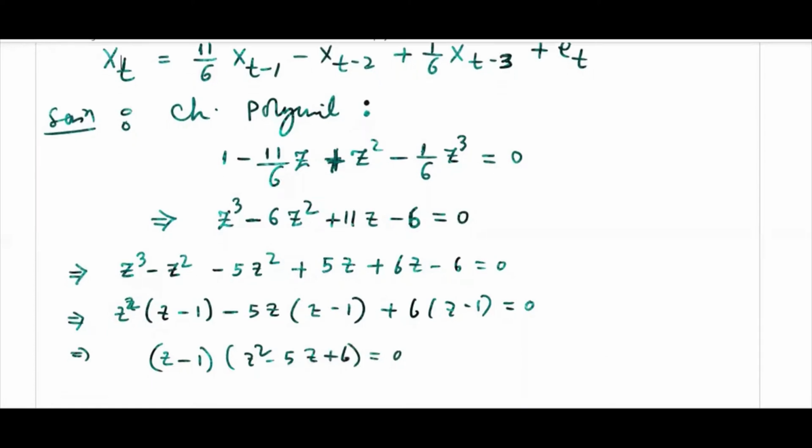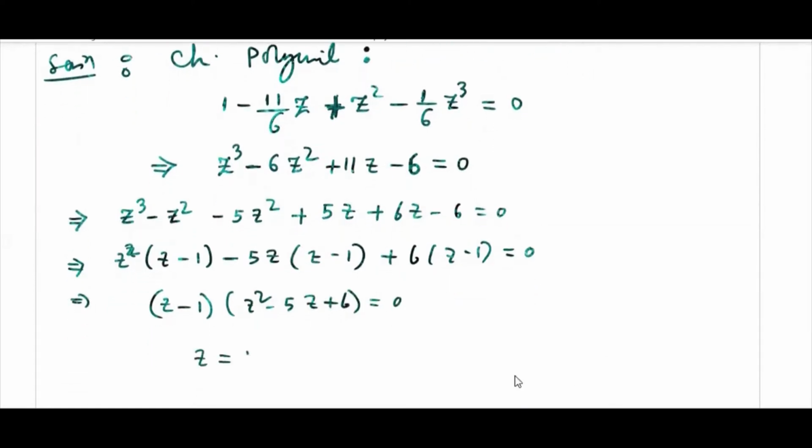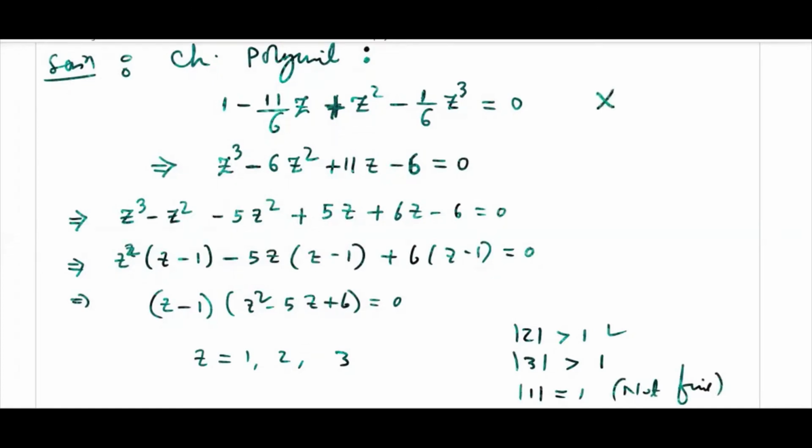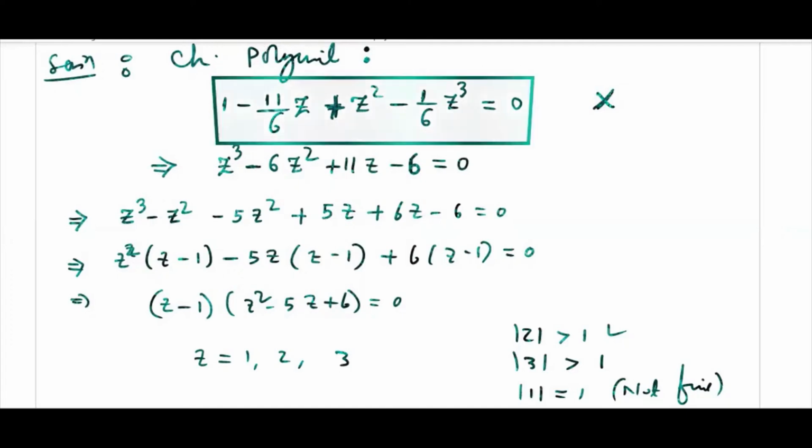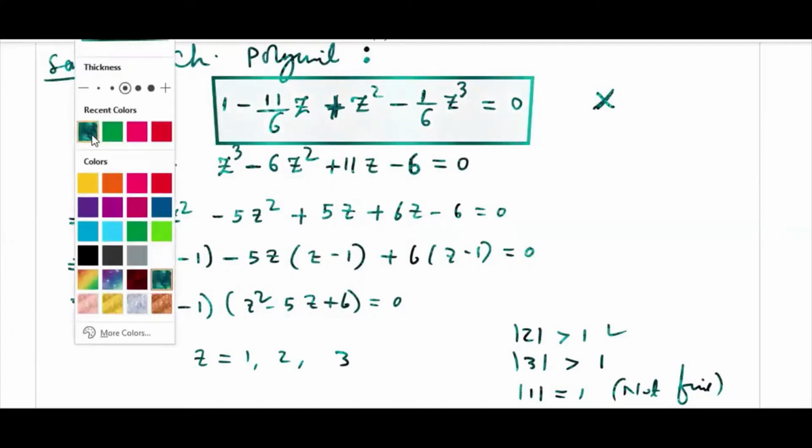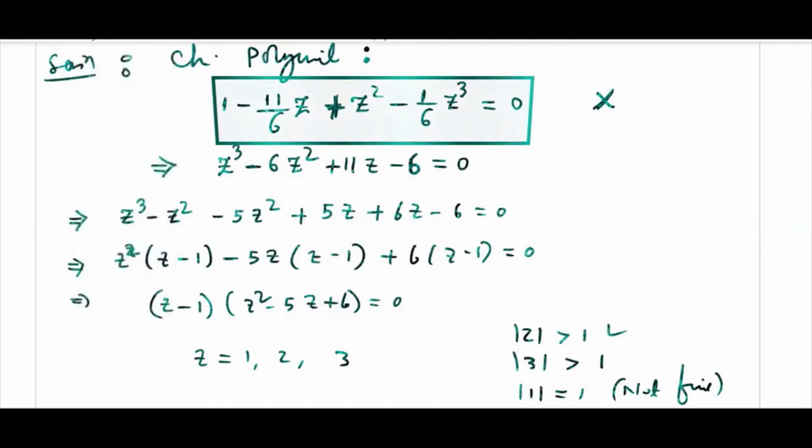Now that we know the roots are 1, 2, 3, this is not stationary. The modulus of 2 is greater than 1, that's fine. The modulus of 3 is greater than 1, that's fine. But the modulus of 1 is equal to 1. This is not fine. This is on the boundary. So this is not stationary. We'll try to change it to a stationary series. That is possible if it's a part of ARIMA. If there is an integrated effect, then we can change it to stationary.